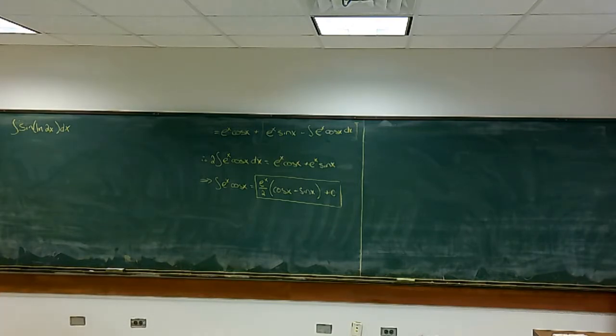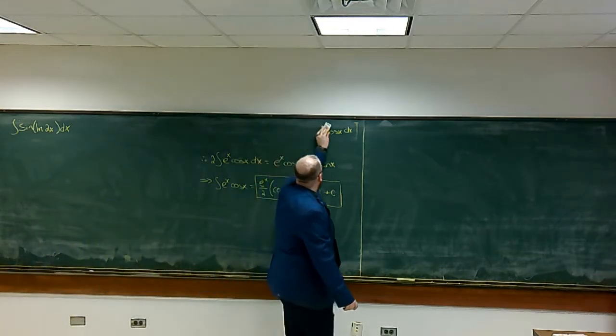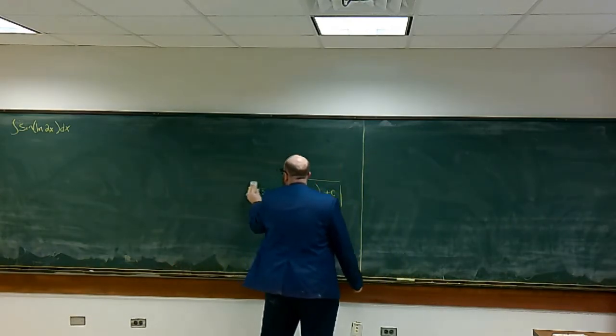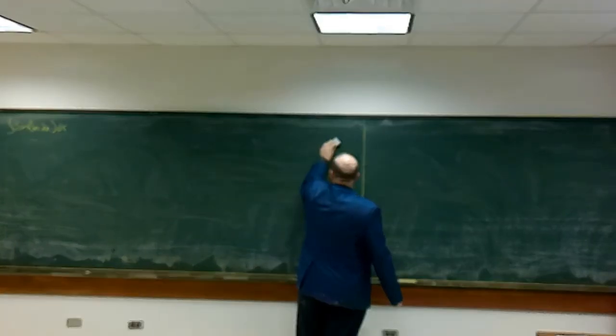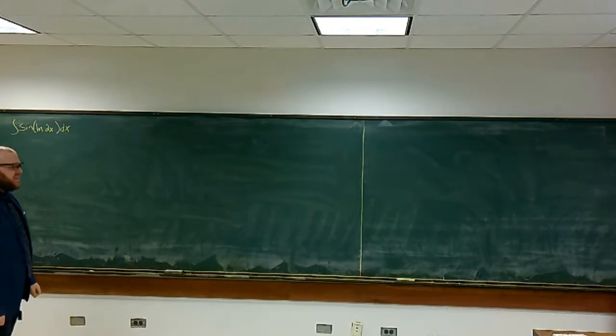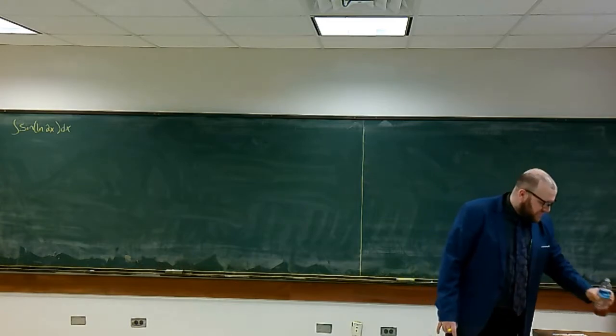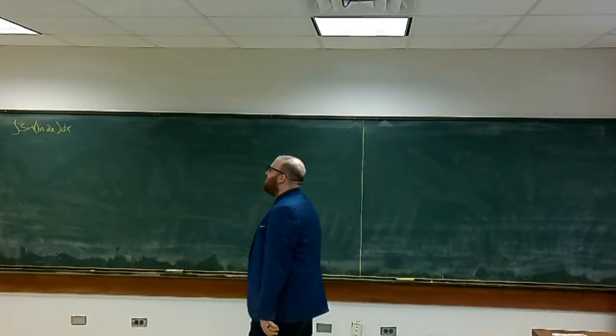Antiderivative of sine of log of 2x. Can we use a change of variable? Technically, you can. Is it going to be helpful?